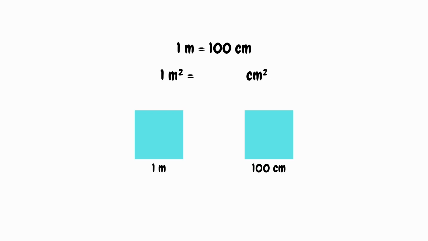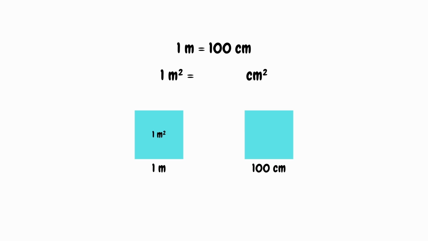So then how do we find the area of our squares? Well, we simply square the side length. So for the square on the left, I'm going to do 1 metre multiplied by 1 metre. And if I do that, 1 times 1 gives me 1, so I'm going to end up with 1 metre squared. So the area of the square on the left-hand side is 1 metre squared.